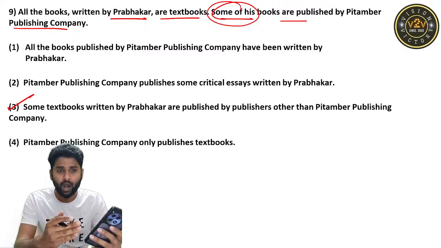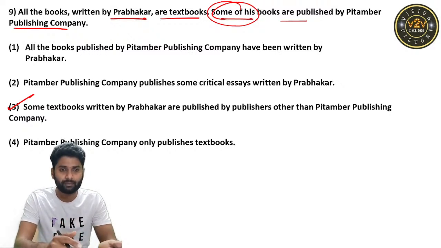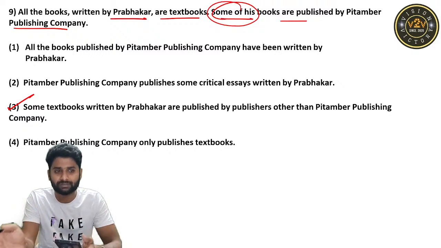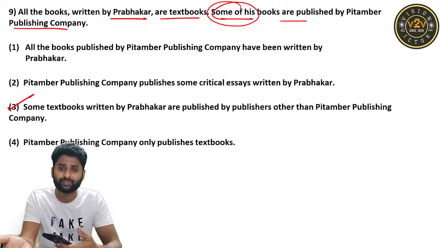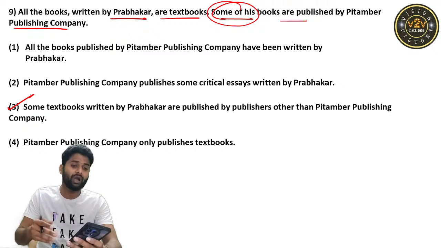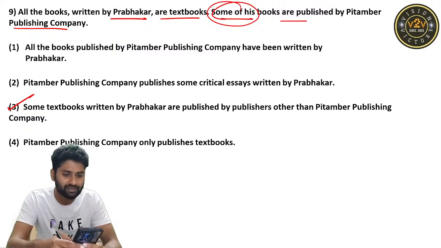Why? Because out of all the books written by Prabhakar, some are published by Pitambar Publication. What about the other ones? They should be published by someone other than Pitambar. So you have to conclude the statement that way. That's why the best answer is three. Three is the best answer. Clear?